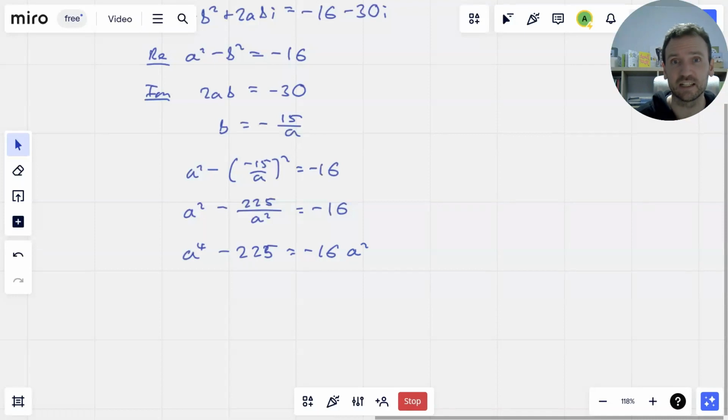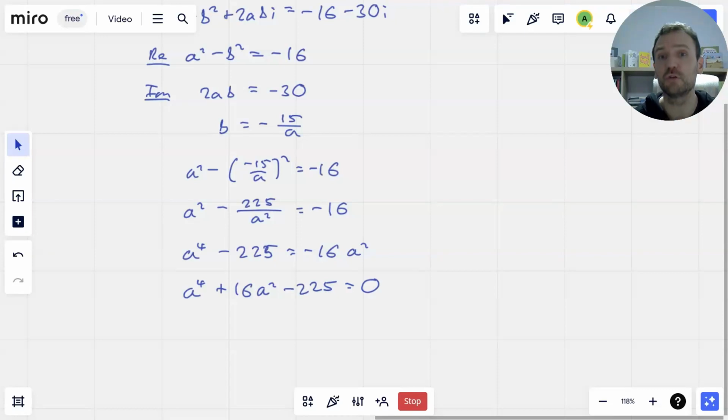And now at this stage, you really want to recognize that this is a disguised quadratic in a squared. If we've got a quadratic, we want to make things equal to 0. So we're going to get a to the 4 plus 16a squared, adding 16a squared to both sides, subtract 225 equals 0. And you can use a quadratic formula at this stage. And you might, if you want, even make a substitution y equals a squared if you find it easier to work with a quadratic once we've written it as y.